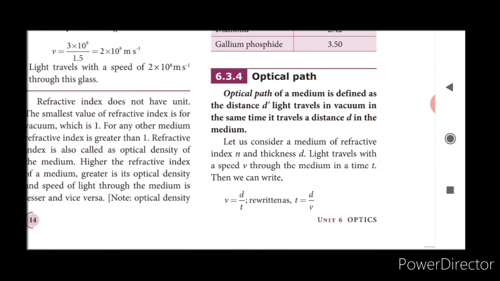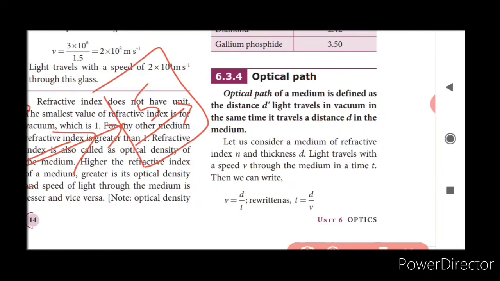Optical path, what is meant by optical path? Okay, optical path of the medium is defined as the distance d dash that light travels in the vacuum in the same time it travels the distance d in the medium. Okay, there are 2 cases. In one of the cases, light travels through the medium. Here we can take the time travelled as, okay, 5 seconds. How much distance is travelled in those 5 seconds? Same, how much distance is travelled in the medium in the same 5 seconds? Okay, this is called the optical path.